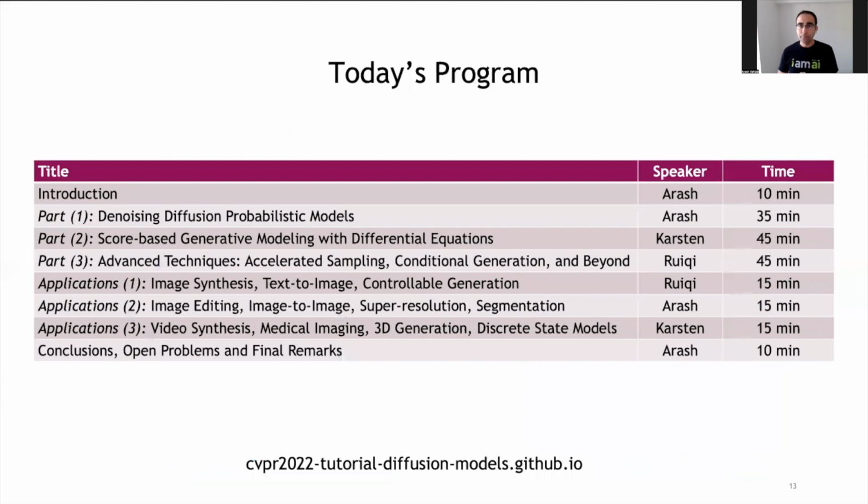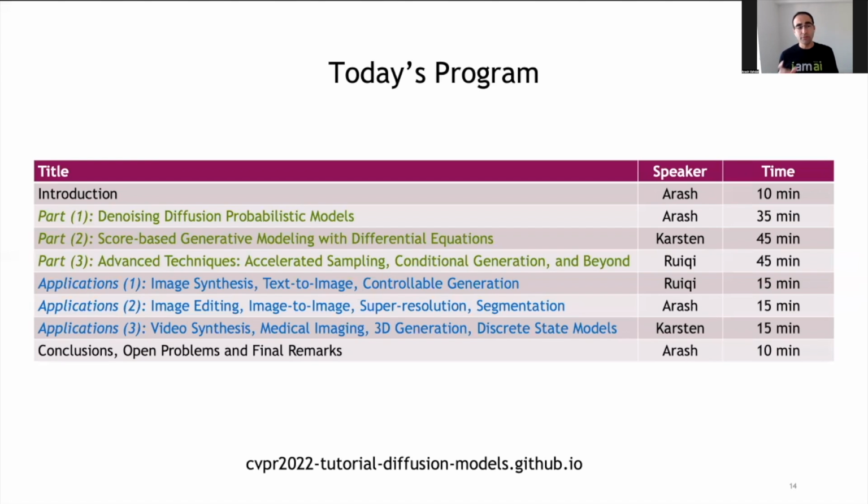Today's program consists of six main parts, besides introduction and conclusion. The first three parts, shown in green, are mostly the technical components of the program. I'm going to start with part one, where I will talk about denoising diffusion probabilistic models. After me, Karsten will talk about score-based generative modeling with differential equations, and after us, Ruiqi will talk about advanced techniques, mostly around accelerated sampling and conditional generation. Each of these parts will be roughly 35 to 45 minutes.